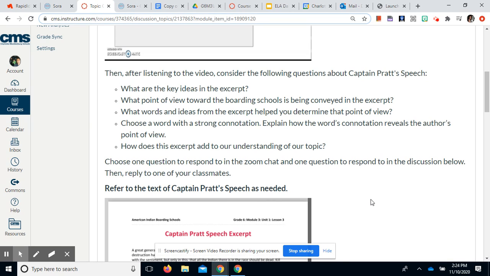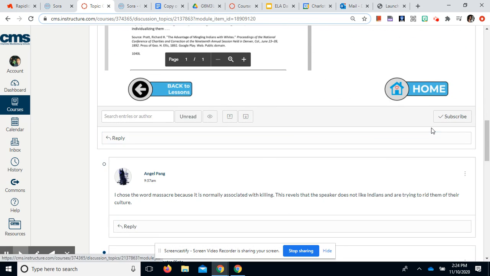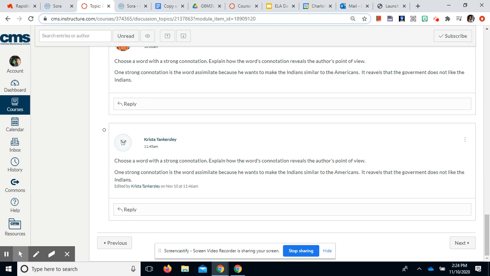and how does this excerpt add to our understanding of the topic? We will be answering these same questions multiple times today and multiple times over the next couple weeks in various texts. So you're going to choose just one of those to give a quick answer in the discussion box below. Then we're going to get to the big part of today's assignment.